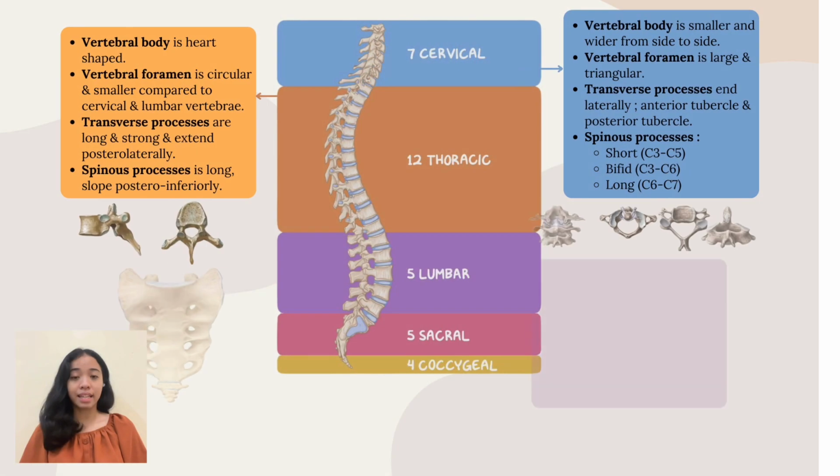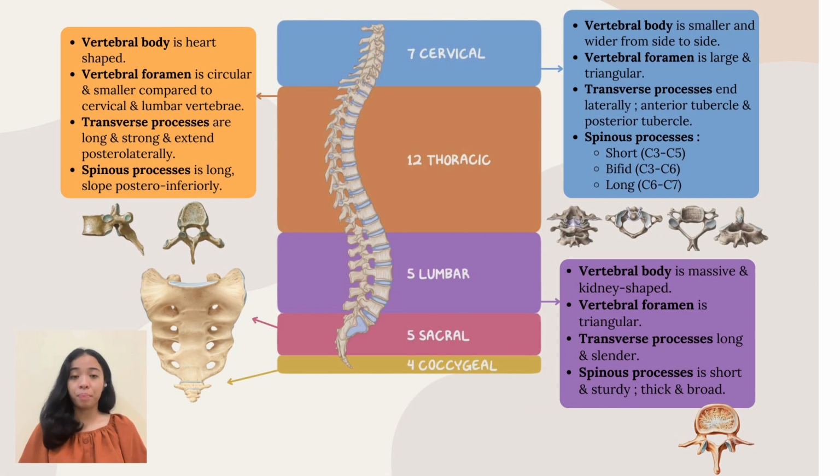These are some distinct characteristics of the vertebra based on the structure and region. For cervical vertebra, the vertebral body is smaller and wider from side to side. The vertebral foramen is large and triangular. Its transverse processes end laterally. And for the spinous processes, it is short, bifid, and long.